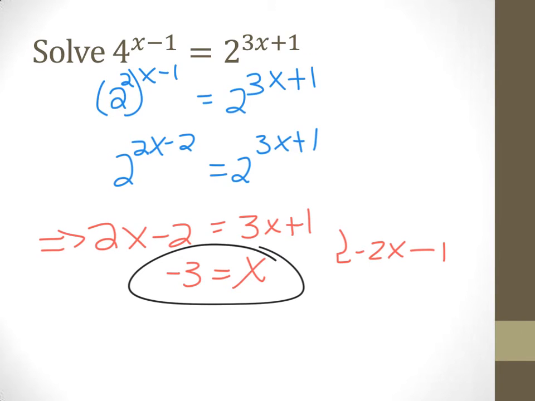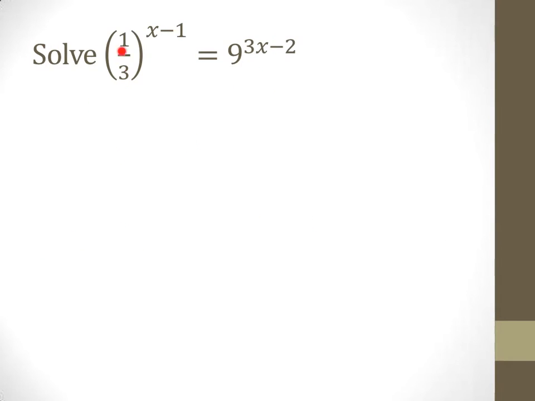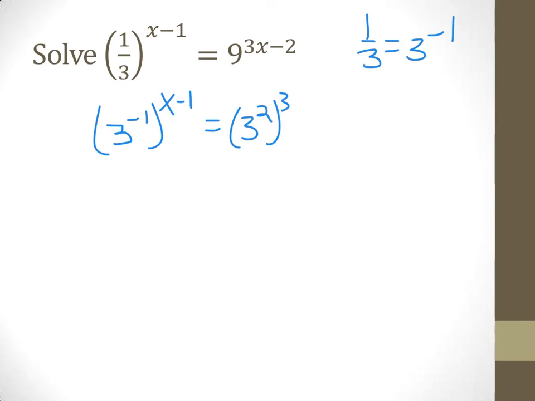Let's do one more that has a slightly different look to it. For this one, we've got a fraction sitting here, but it's got a 3, and 9 is 3 squared, so let's try for like bases with 3's. On the left, remember, 1/3 is equal to 3 to the negative 1 using negative exponents. So let's write that as 3 to the negative 1 raised to x minus 1. 9 is 3 squared to the 3x minus 2. And multiply in that superpower.